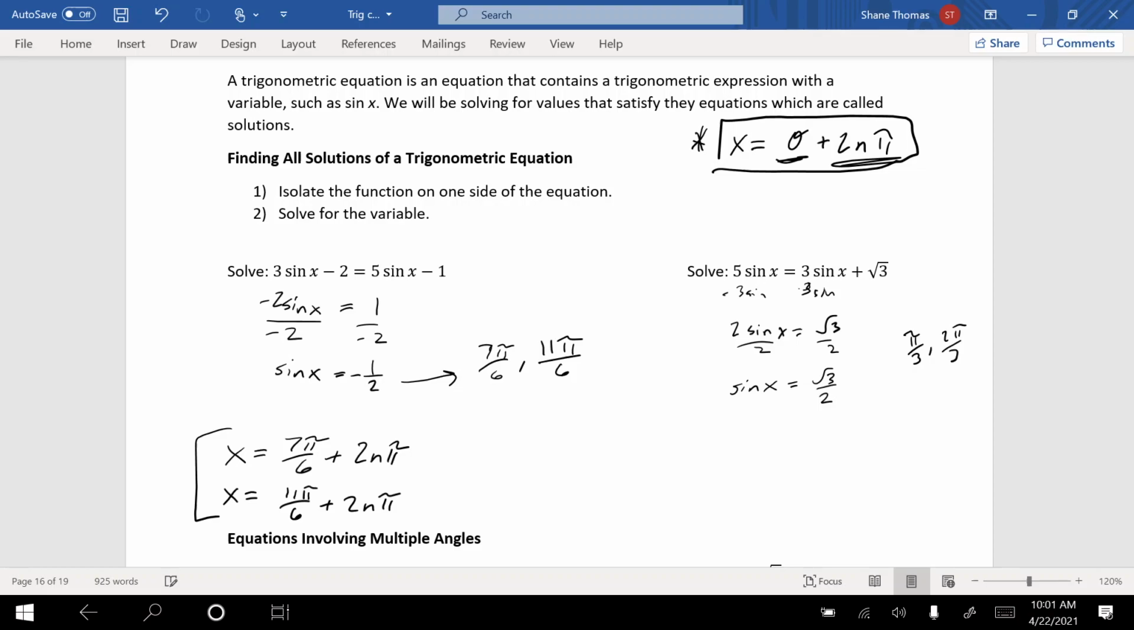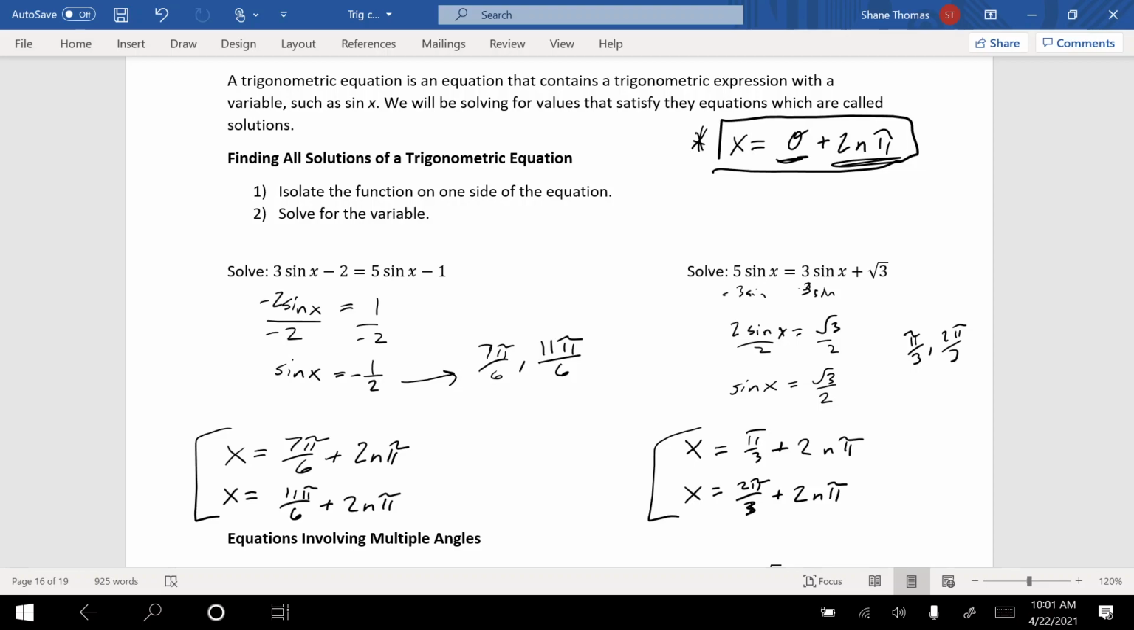Agreed? Therefore, we have to plug it into that equation. So we have pi over 3 and all the multiples. And then we have 2 pi over 3 and all the multiples. You only have to do that when there's no restrictions, correct? When there's restrictions, it makes it a little easier on us because we can actually get true answers.